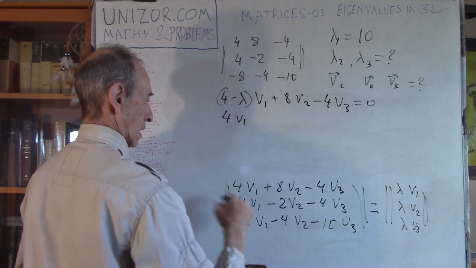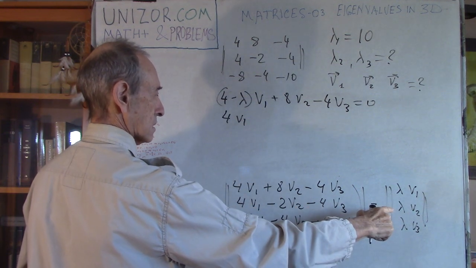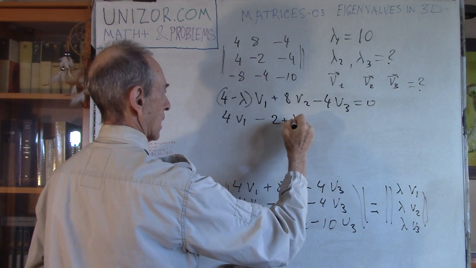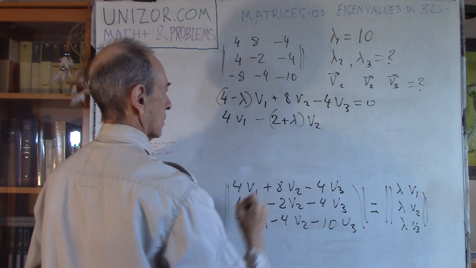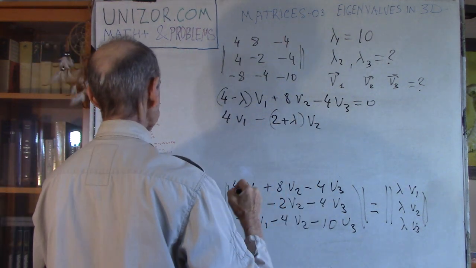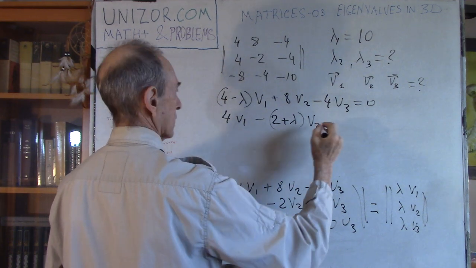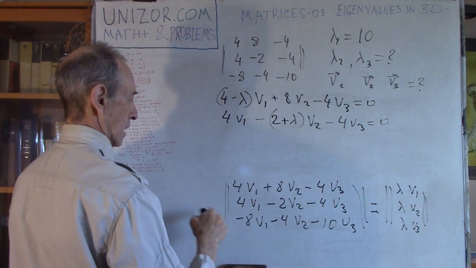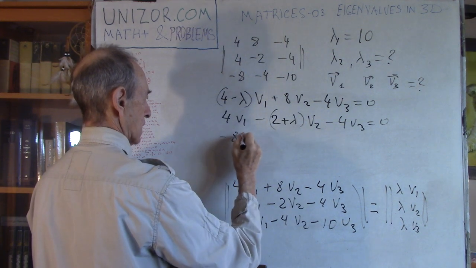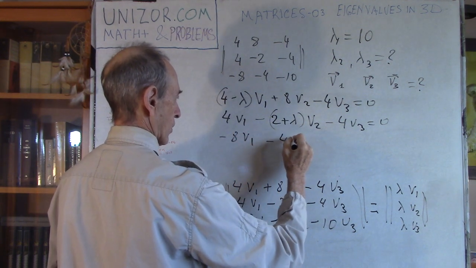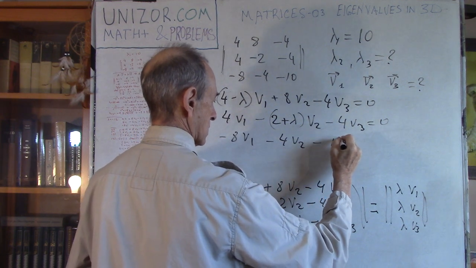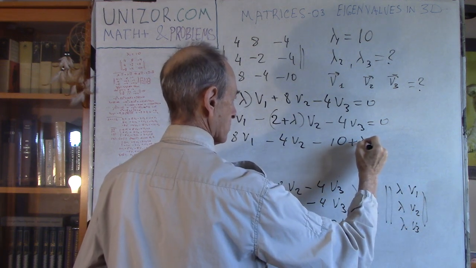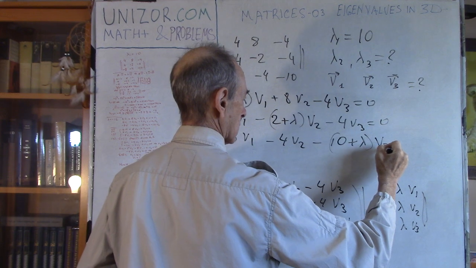4v1 minus 2 and minus lambda, so it's minus 2 plus lambda, right? Times v2, and minus 4v3 is equal to 0. And finally, minus 8v1 minus 4v2 and minus 10 and minus lambda, so it's plus lambda, times v3 is equal to 0.